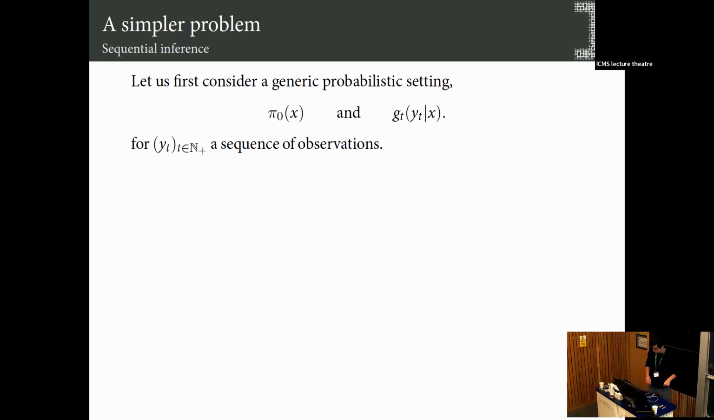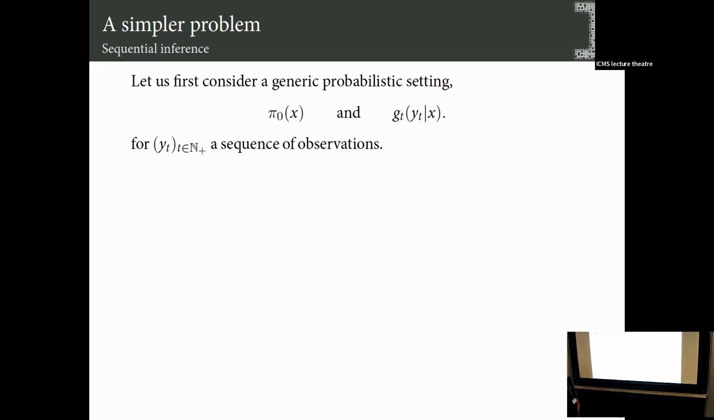So in order to introduce how the Kalman filter works, I usually like to introduce the setting of sequential inference because it's an easier setting, and it gives you the idea of updating with data. It makes it much easier to introduce the idea of Kalman updating, at least for me.